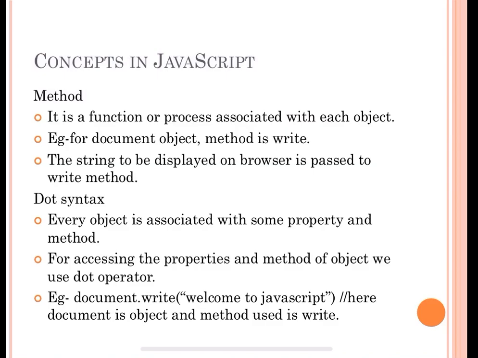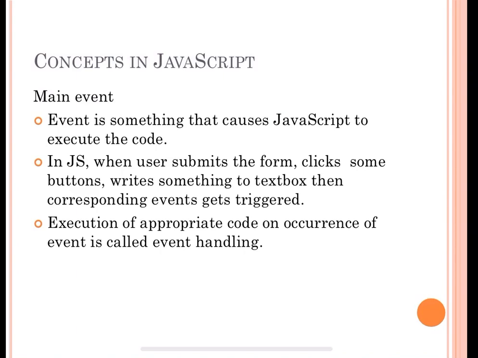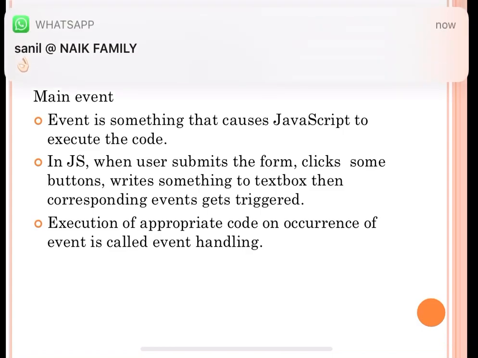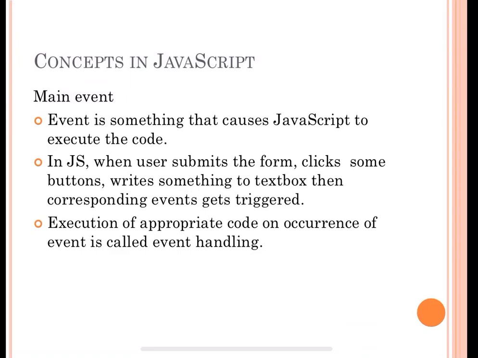Now we'll go on to the next slide, that is the main event. Events are something that causes JavaScript to execute code. For example, if you press any key or press a button, it tells JavaScript to perform some action based on your clicking. For example, if you press F1, a function for F1 gets executed. When the user submits the form, clicks some button, or writes something in the text box, the corresponding events get triggered. Execution of appropriate code on occurrence of an event is basically called event handling.